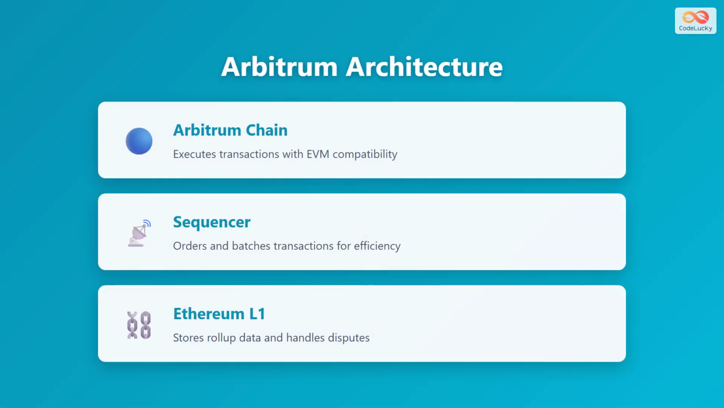Arbitrum's architecture consists of three main components. The Arbitrum chain executes transactions with full Ethereum Virtual Machine compatibility. The sequencer is responsible for ordering and batching transactions efficiently. Finally, Ethereum Layer 1 stores the rollup data and handles any disputes that arise during the challenge period.